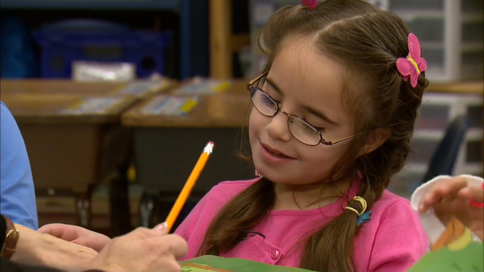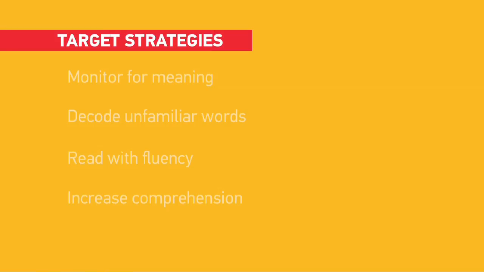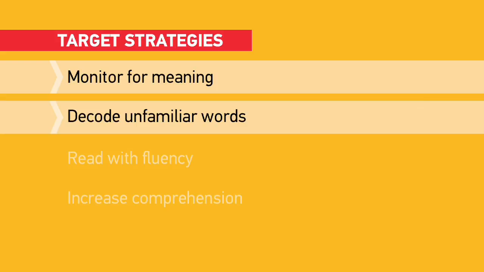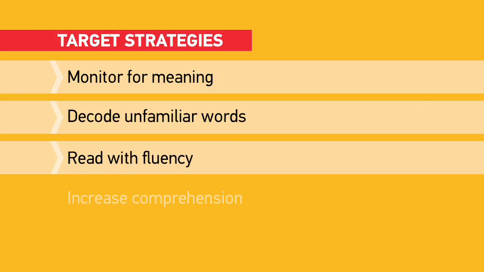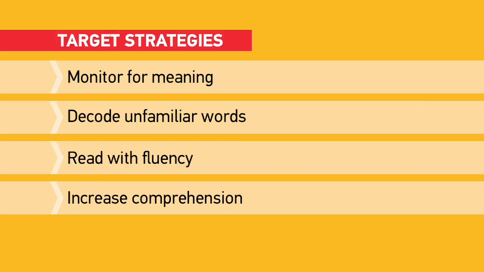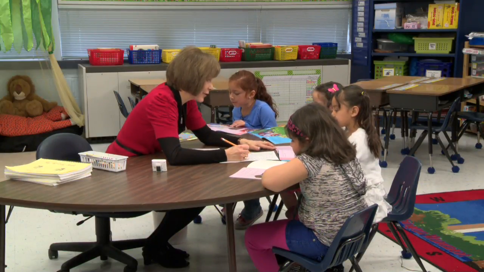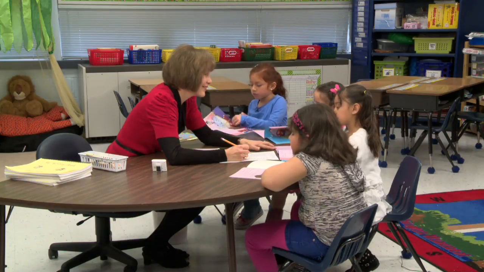Very good, exactly. Good. Prompts to use with early readers fall under 4 broad categories: monitor for meaning, decode unfamiliar words, read with fluency, and increase comprehension. But the main emphasis should always be rereading the text to be sure it makes sense.